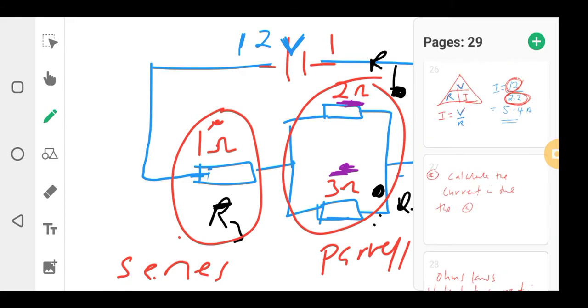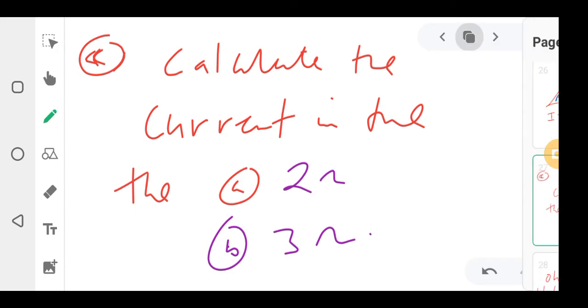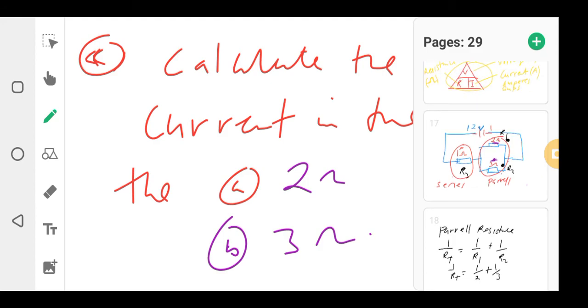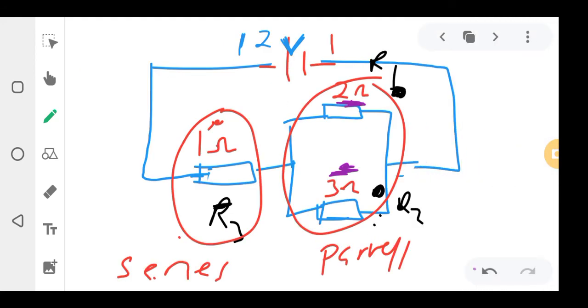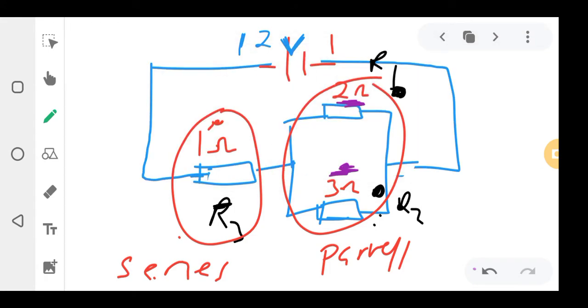Okay, so how do you do it? Calculate the current in the 2 ohm resistor and also the current in the 3 ohm resistor. Whenever they are specific and ask you for the current in resistors in parallel, you see these resistors, they are in parallel. The first thing that you do is draw this box.